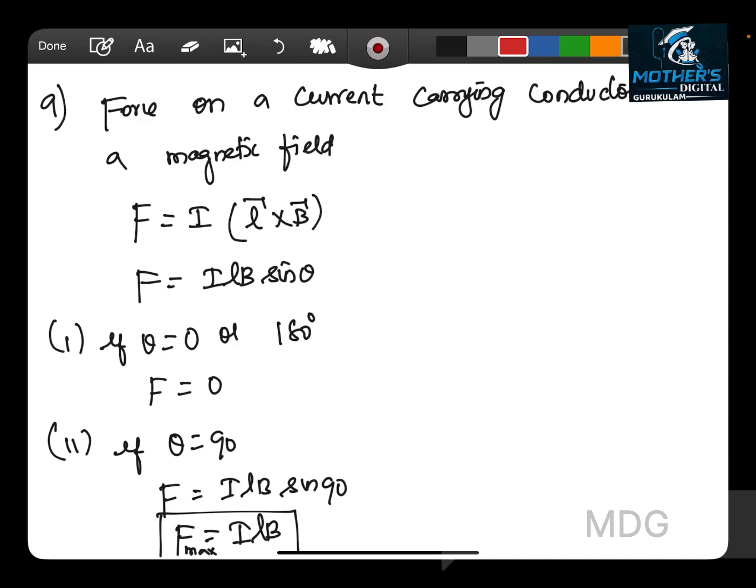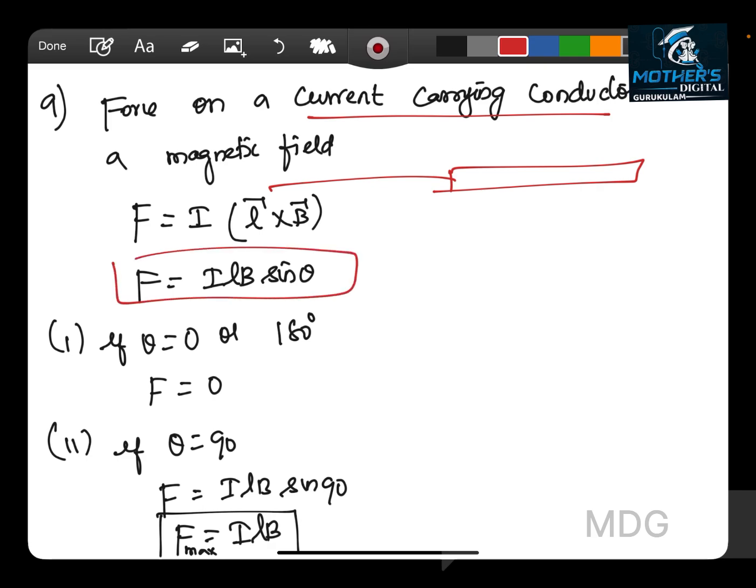The next one, force on a current carrying conductor. F is given as I. For a current carrying conductor, I plays a very important role here, so we have to express force in terms of I. F equal to I, L cross B. L is the length of the material, B is the magnetic field created. On expanding the cross product, you will get ILB sine theta. If theta equal to 0 or 180, force is 0. If theta equal to 90 degrees, the force experienced will be maximum and is given as ILB sine 90. We know that sine 90 equal to 1. Therefore, F max will be equal to ILB.